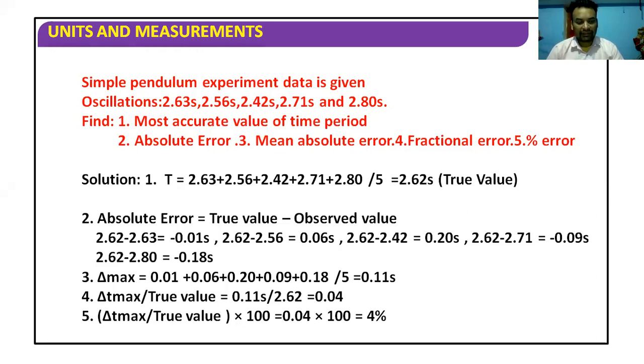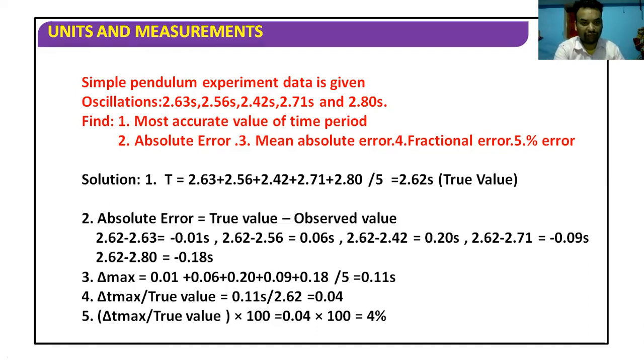The second, we will find out the absolute error in the whole experiment, and then mean absolute error, and finally the fractional error. So this is error, and then finally I will find out the percentage error. So how to find out the true value? Let me find out the first part. Most accurate value of time period means the true value of the time period.